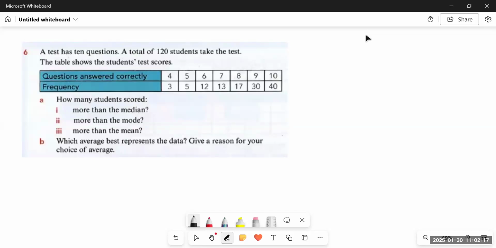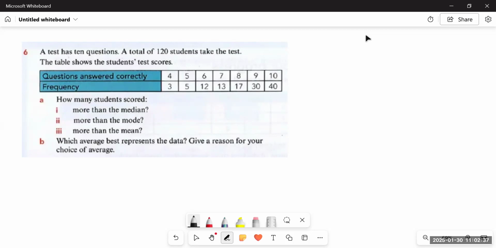Okay, so if I go to part A, which says how many students scored more than the median, more than the mode, more than the mean. So what we have to do first, we have to calculate the median, mode, and mean, and then we will go for the number of students that have scored more than median, mode, or mean.